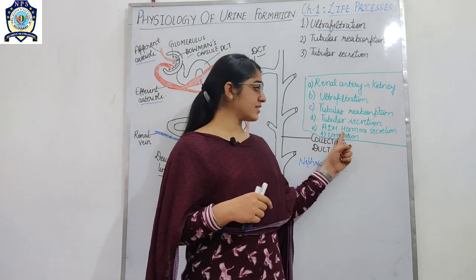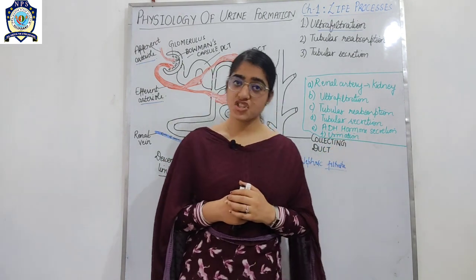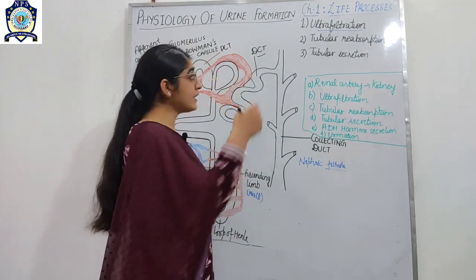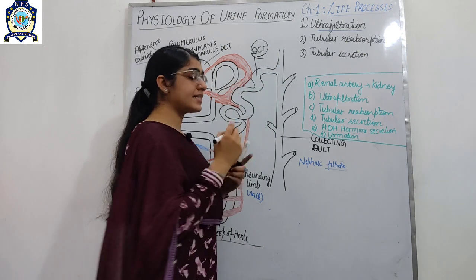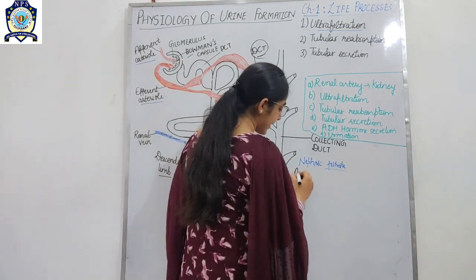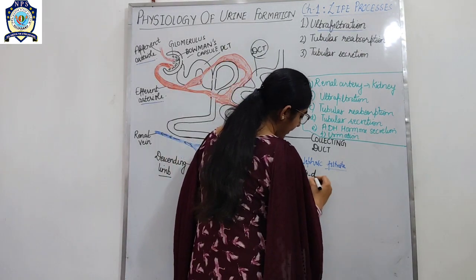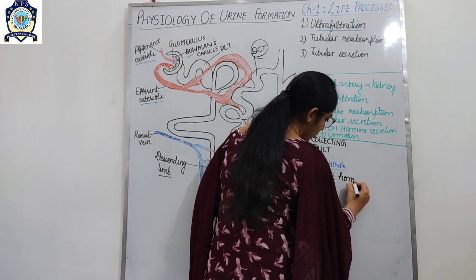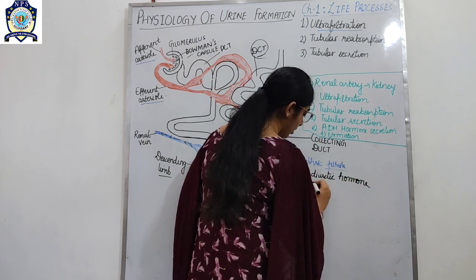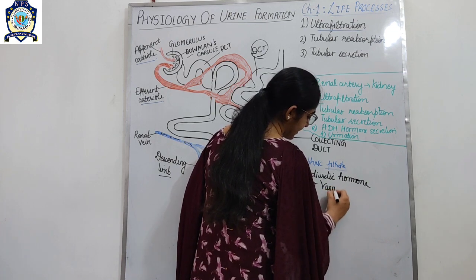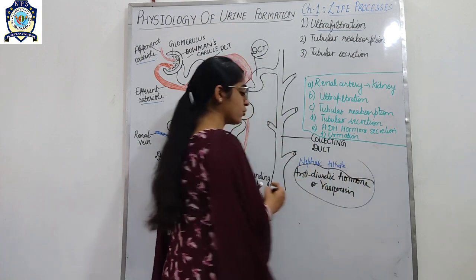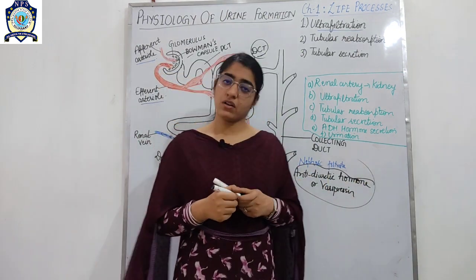The second last topic is ADH hormone secretion. So where is this hormone secreted? It is present in the DCT. ADH stands for anti-diuretic hormone, or vasopressin. This hormone is also known as vasopressin or anti-diuretic hormone.